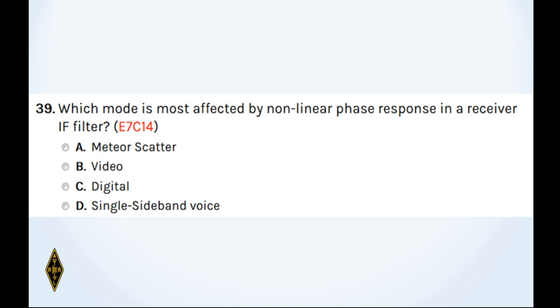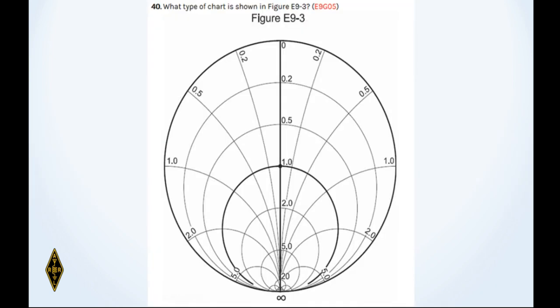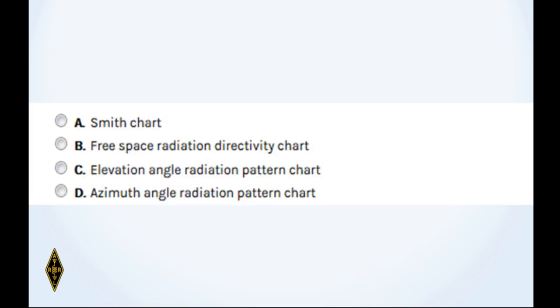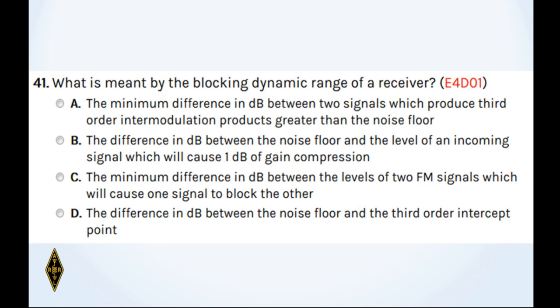And question number 40, whoops. What type of chart is shown? That is the question. What type of chart is shown? And what is meant by the blocking dynamic range of a receiver?